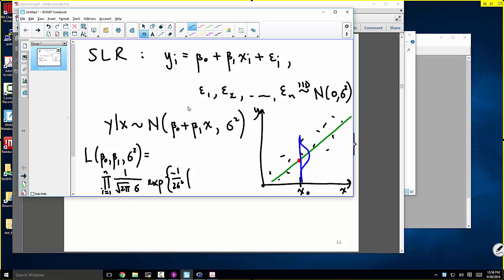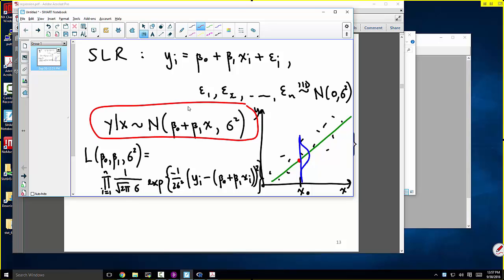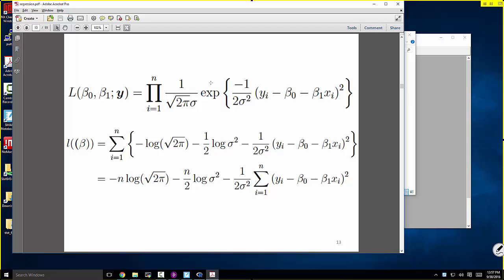And now I want to do the observed value of y minus its mean. And according to our model, the mean of y is that. So this is just the normal PDF using this as the parameters, or that to get the parameters. That's where this came from: the product of a normal PDF with mean beta 0 plus beta 1 x and variance sigma squared.